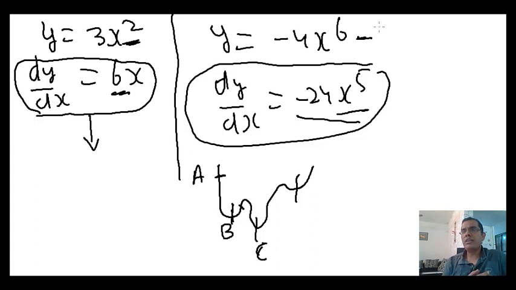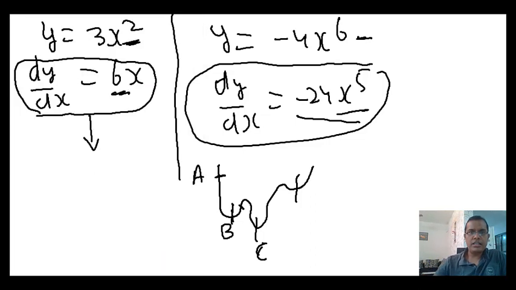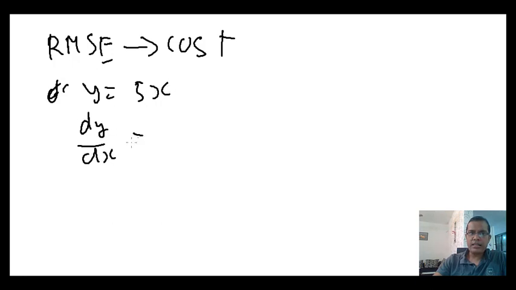If you are using RMSE as your cost function, RMSE is basically your first order power. So let's say your y is equal to 5x. Then if you take dy by dx, it would be 5. So in this scenario, your slope is no more a function of your x, so you cannot proceed with gradient descent. Here the slope is constant, and it's no more a function of your x.